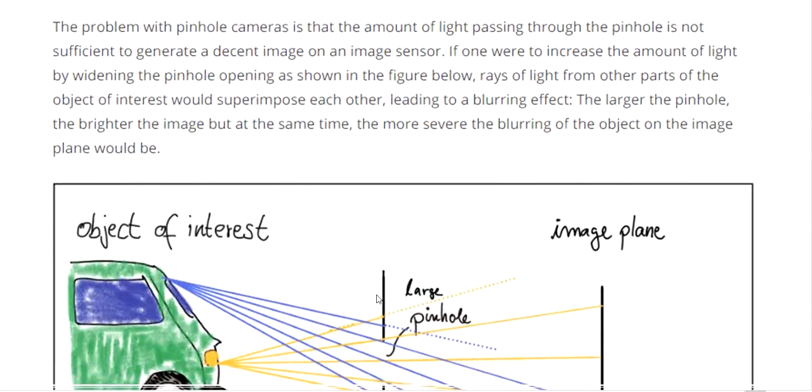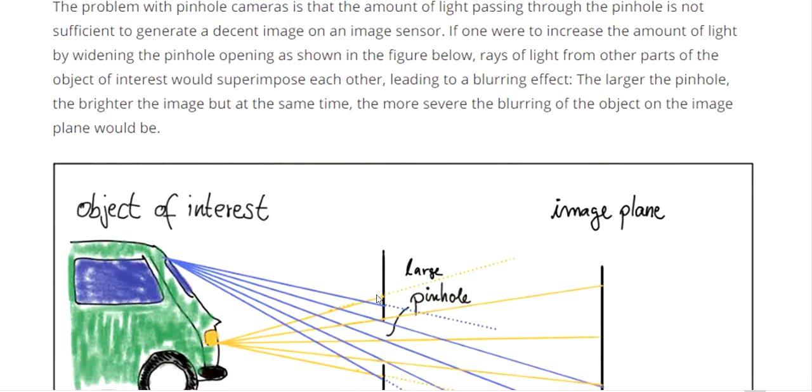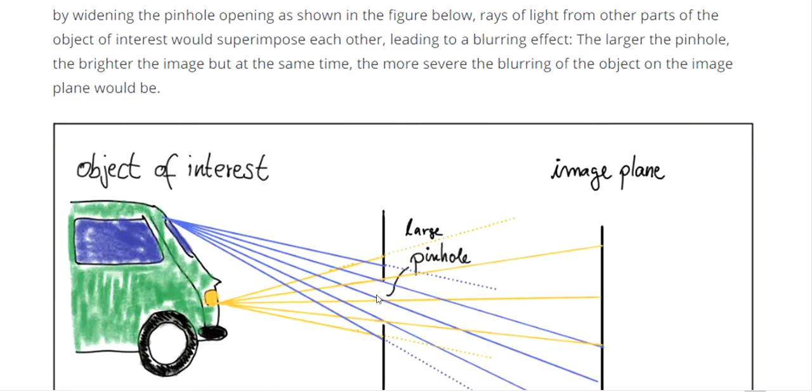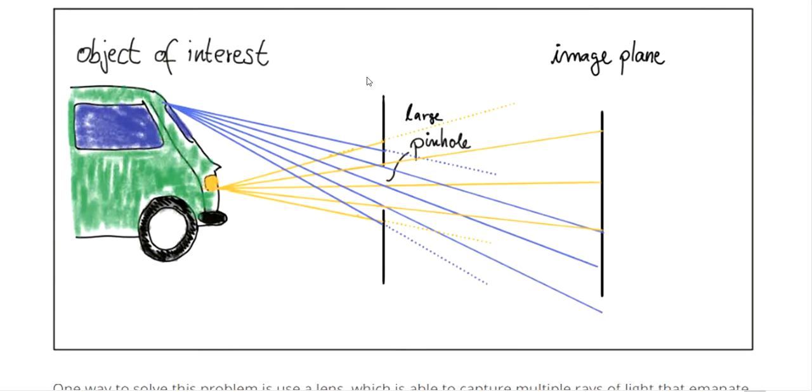Okay, and the problem with the pinhole camera is that the light passing through the pinhole is not sufficient to generate a decent image on an image sensor. So if one were to increase the amount of light by widening the pinhole opening, the rays of light from the other parts of the object of interest would superimpose on each other, leading to a blurring effect. So the larger the pinhole, the brighter the image, but at the same time, the more severe the blurring of the object on the image plane would be.